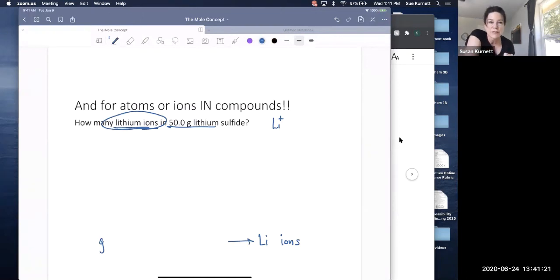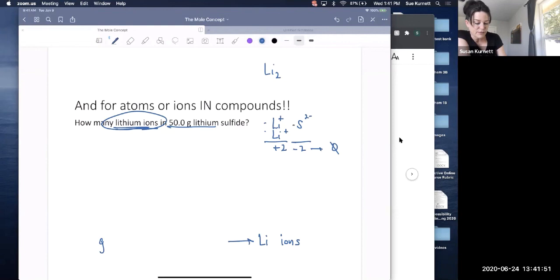Sulfide, sulfur is a group 6 nonmetal. Nonmetals gain electrons. Group 6 nonmetals gain 2 electrons. So sulfide has a 2- charge. When they form a compound, it needs to be electrically neutral, which means we're going to need 2 lithiums for every 1 sulfide so that it adds to 0. So the formula for lithium sulfide is 2 lithiums for every 1 sulfide.